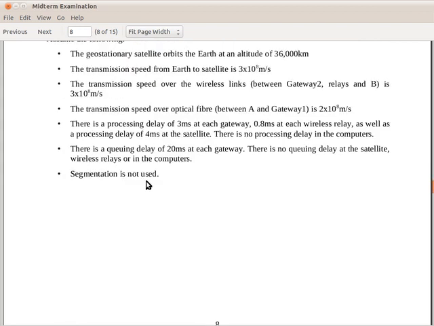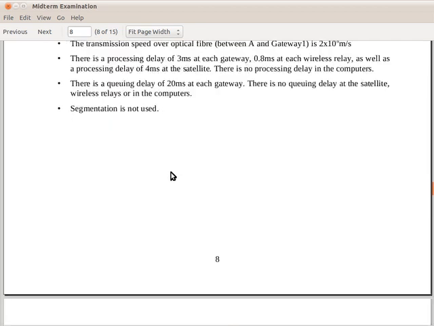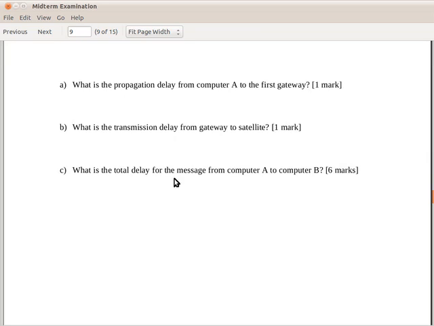Be careful if the question is asking about the response time, then it's the time to send a request and get something back. You need to consider both directions. And that's what this question asked. Propagation, transmission, what's the total delay?